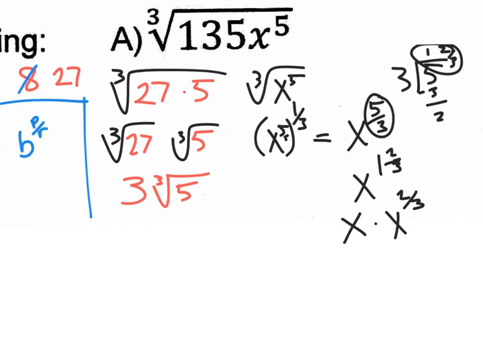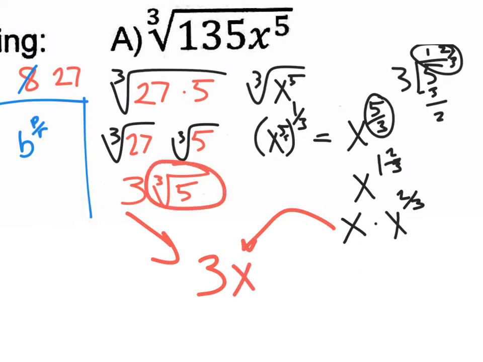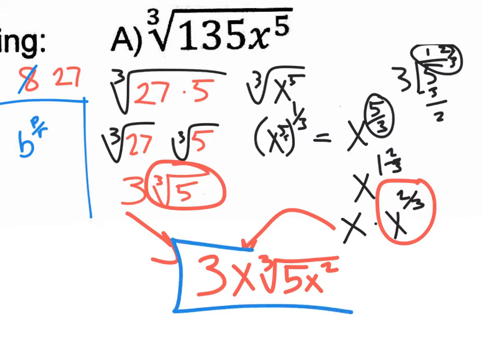So let's put these guys together. So far I have this 3, that's a nice 3. I have this x, that's a nice x, so I have 3x. And then this guy, I'm going to write it right here, the third root of 5, and this guy is really the third root of x squared. So let me put that x squared on the inside, and it's already in the third root. So this would be my final answer.